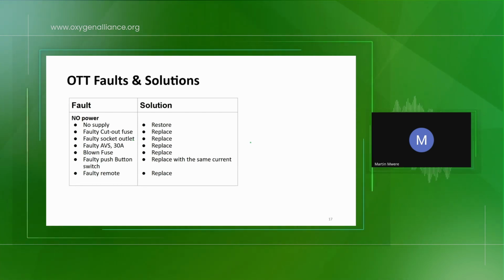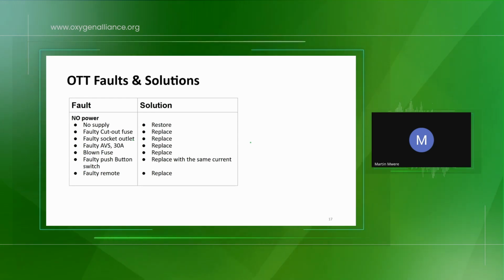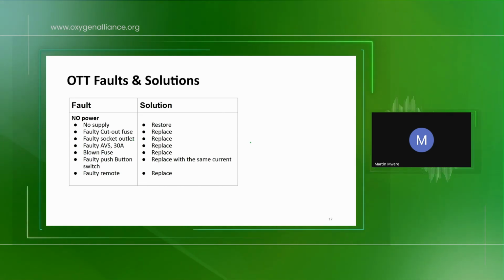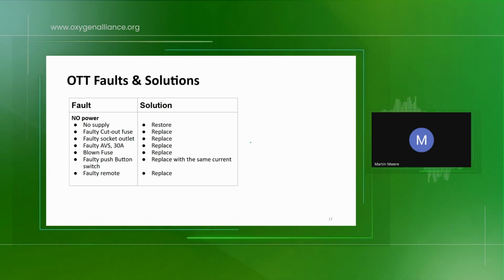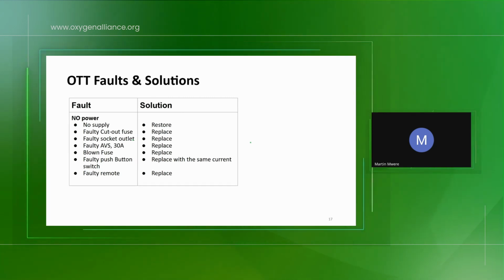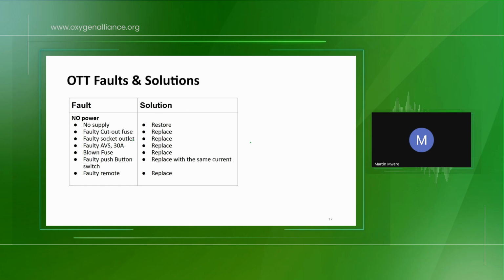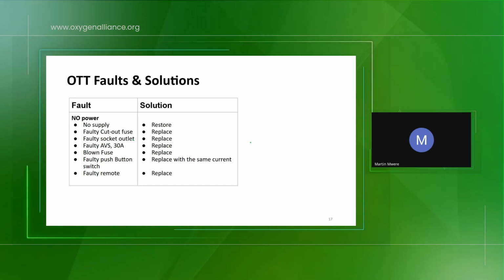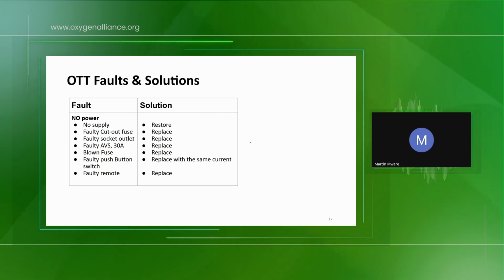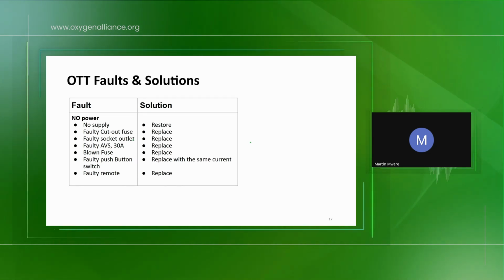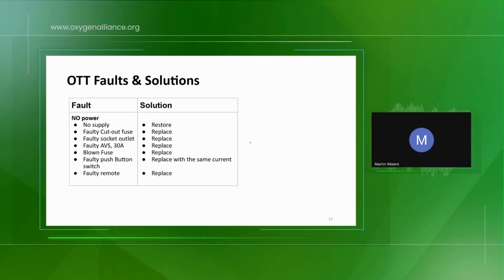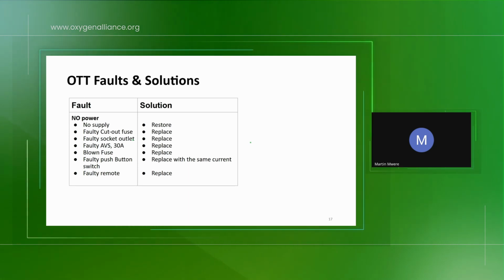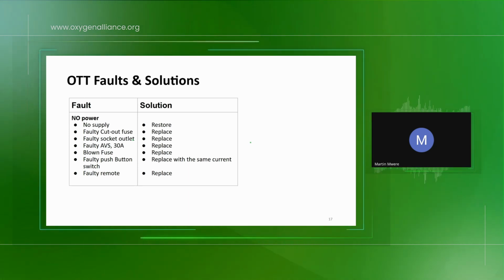Let's say the push button that was installed was 15 amperes. When you are replacing, if you replace with 10 amperes, it means this push button will not be able to work. It will burn. So you must replace with the same current. The faulty remote, you replace. And before you say the remote is faulty, make sure the batteries are intact. Make sure the terminals for the batteries are clean. Make sure you have used the right batteries.